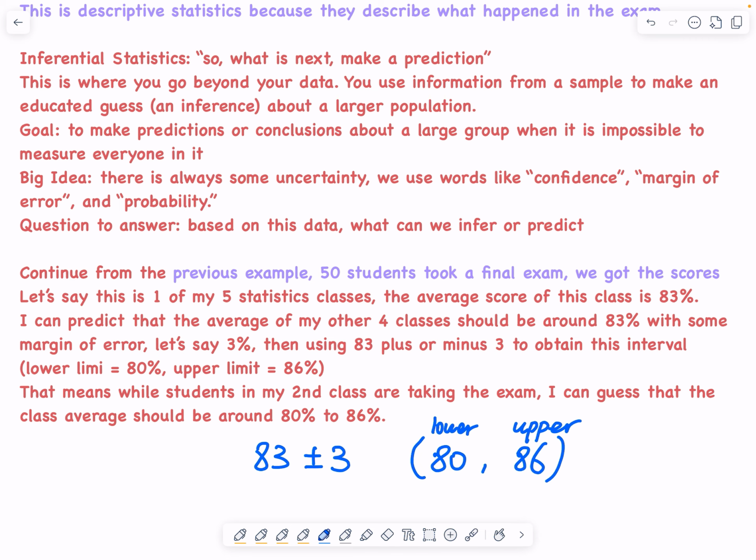So let's say you are one of the students in those 4 classes, and then without looking at anything, my prediction is your score should be around 80 to 86% instead of saying your score is exactly 83%. So providing an interval is always a better way to make an estimation.